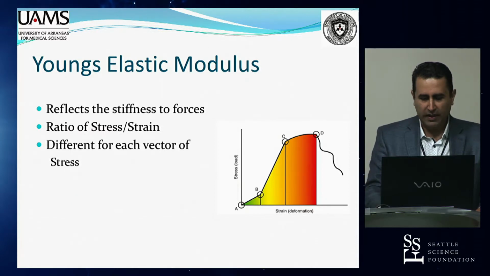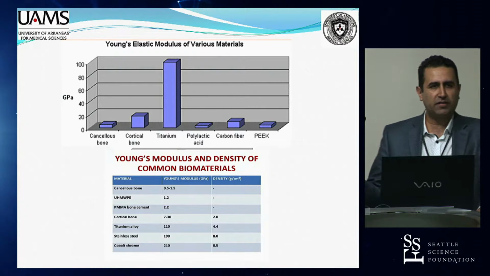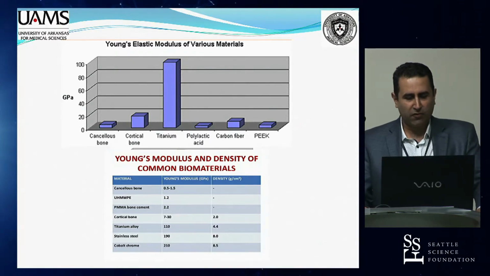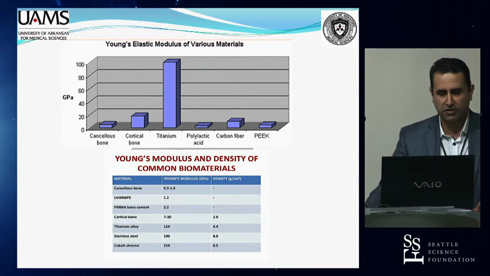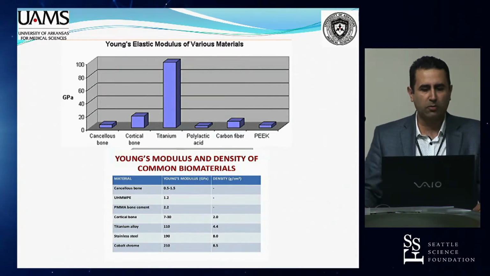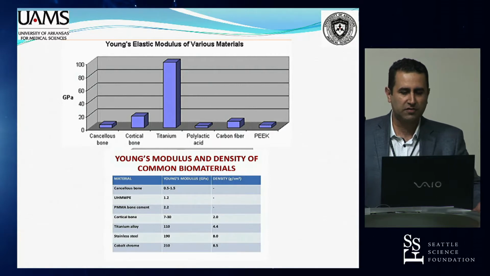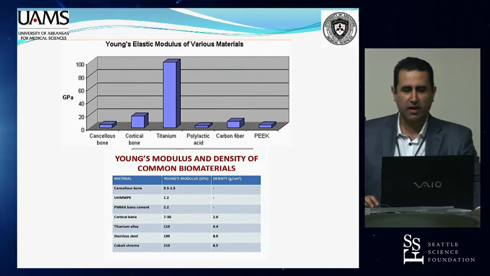So remember, I keep coming back to this elastic modulus. They're different for different materials. For cortical bone it lies in the range of 7 to 30, depending on your physiological status. Cancellous bone is much less than that. So look where stainless steel or cobalt chrome lies. That elastic modulus is significantly higher, 190 gigapascals, 210 gigapascals, compared to bone. And titanium itself is significantly higher too.